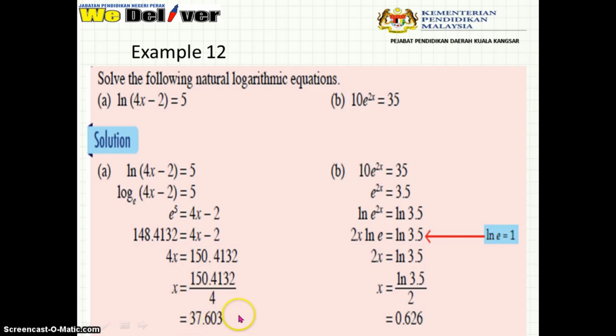The answer is 37.603. And then B: 10e to the power of 2x equals 35. So 10 we shift to the right hand side, equals 3.5. And then ln both sides. So 2x ln e, base e, equals ln 3.5. ln e equals 1. So 2x equals ln 3.5, x equals ln 3.5 over 2, equals 0.626.